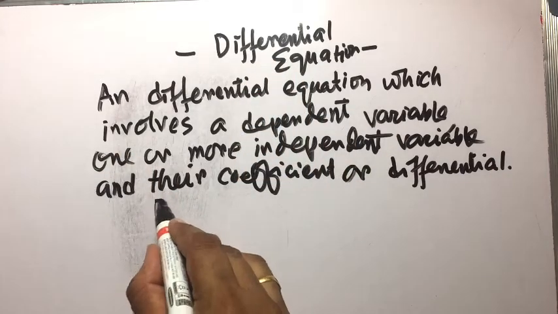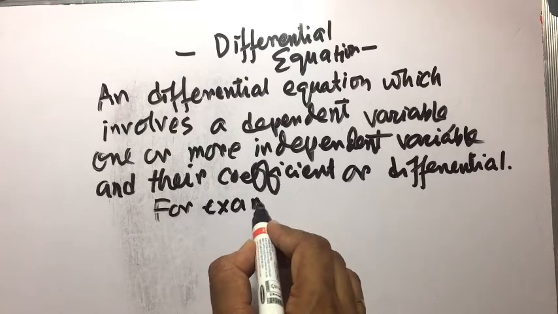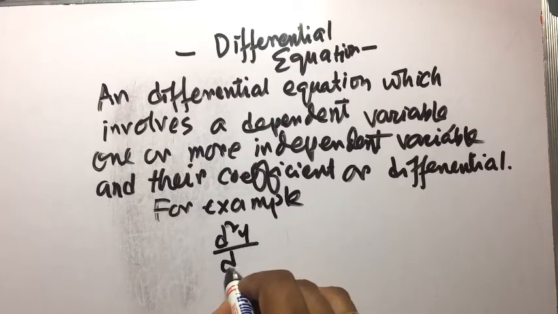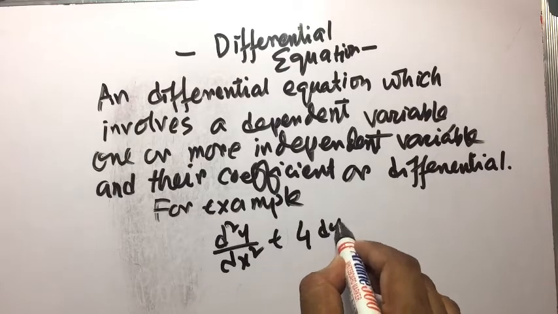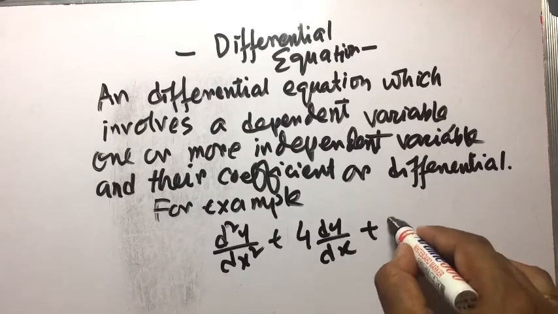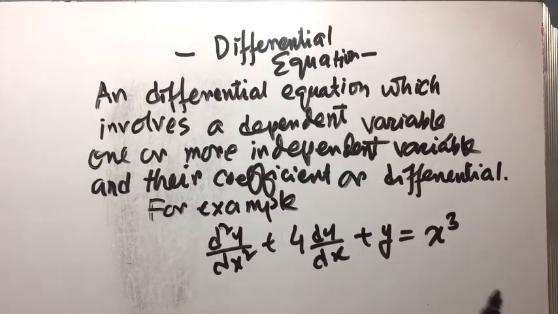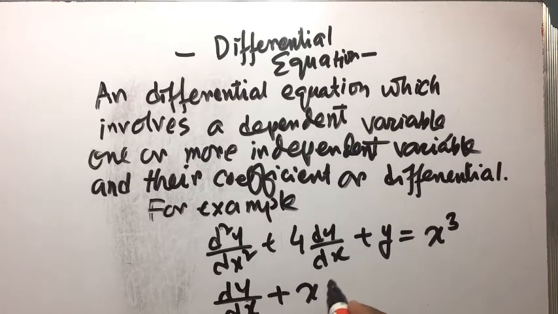For example, suppose d square y by dx square plus 4 dy by dx plus y equal to x cube. So this is a differential equation. Now suppose dy by dx plus xy equal to 0. This is also a differential equation.